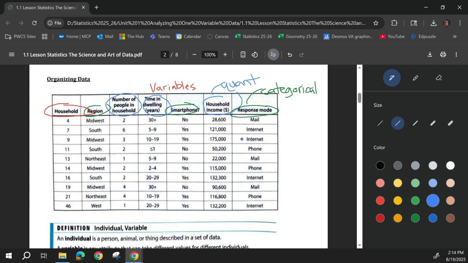So, those represent two different types of data that we could collect. We collected them all at once. But then we can analyze the quantitative variables, we can analyze the categorical variables, and that's what we'll spend this year doing, showing how we would do that.